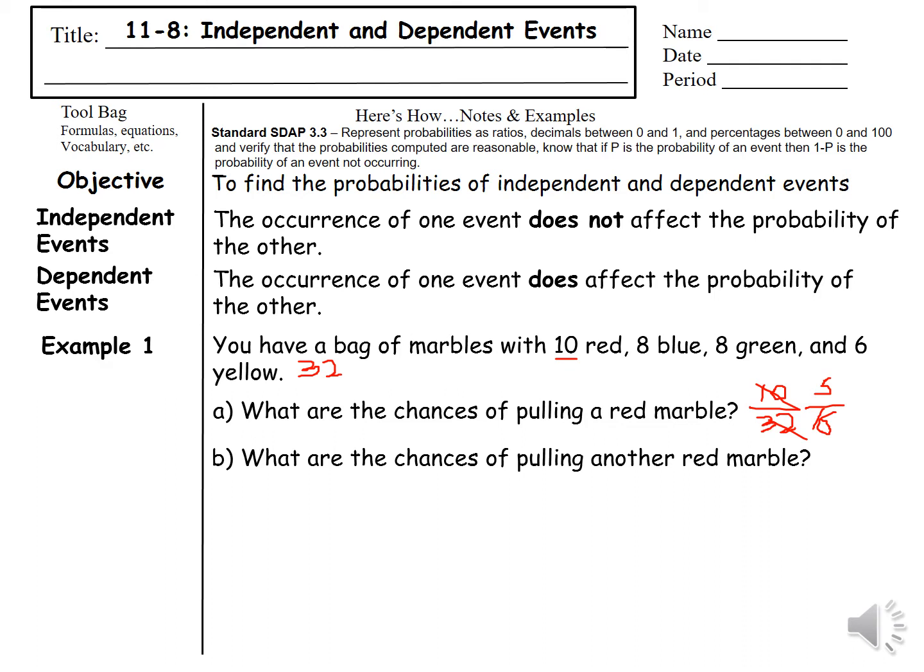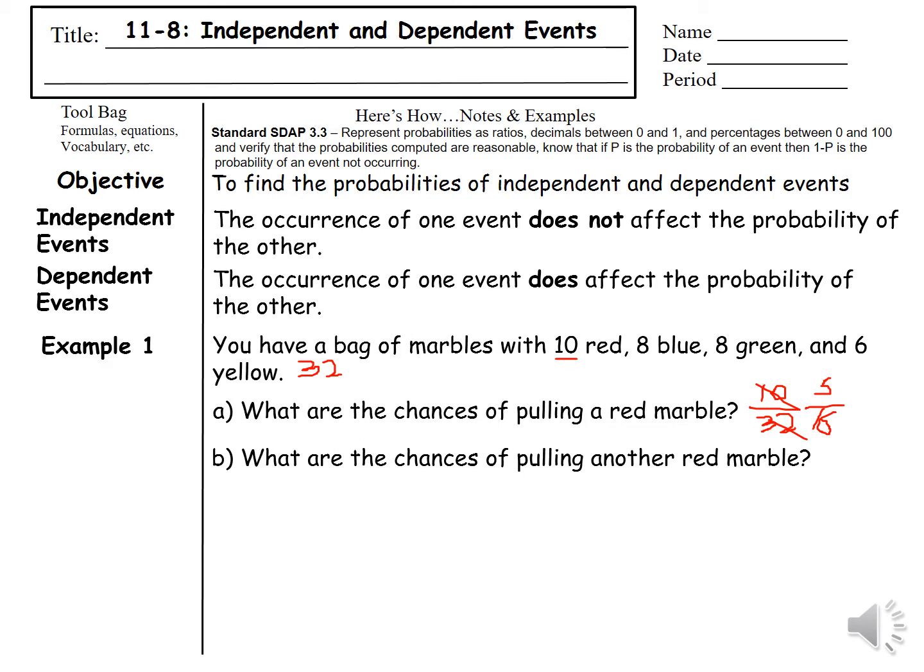So let's say you take out one red marble. Did you put it back? They didn't tell you they put it back, right? Normally on your math test or exam, they will tell you whether you put it back or not. But if they didn't tell you, that means they didn't.